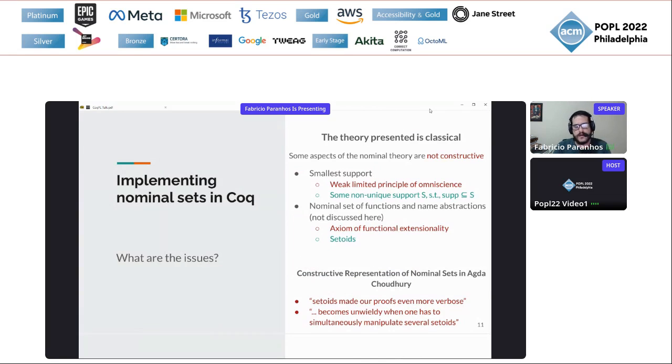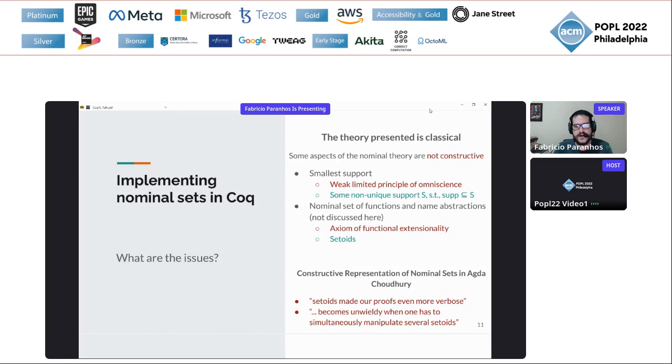So, when we are trying to implement nominal sets in the Coq proof assistant, what issues do we find? The theory that I just presented is classical, because some aspects of nominal theory are not constructive. Mainly, the smallest support doesn't always exist, and principally it can lead to the derivation of the weak limited principle of omniscience. Instead of working with the smallest support, we work with some non-unique support, such that the smallest support is contained in this support.